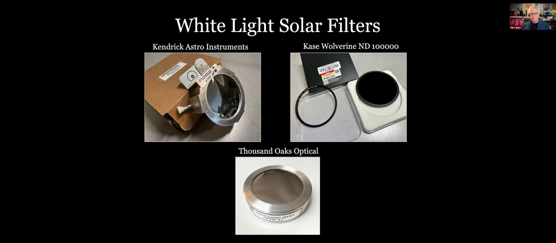Now, let's take a minute here. I have these right here on the desk in front of me. The Kendrick is very similar to the Thousand Oaks optical filter. I think it's a better quality version of it. I haven't exhaustively tested it myself yet, so I'm reserving judgment on that. The Case neutral density filter, which I said a minute ago, don't use a neutral density filter. What's going on with this? Well, this one worked pretty well for me in October and during some other testing. This is a 100,000 stop ND filter. It's glass.